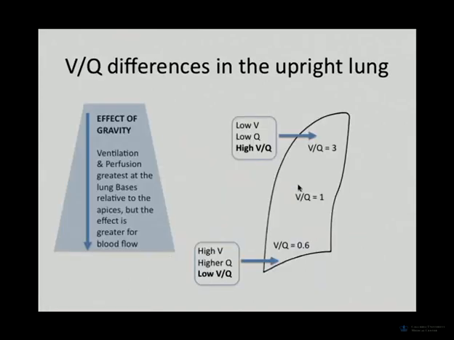Okay? So I just drew, these are not random made-up numbers. These are actually the VQ relationships in a normal, healthy person's lung. And obviously, there's a range across this lung. But we're going to think about 3 zones in a normal, healthy, upright lung, where the VQ ratio is actually 3 in the upper lung and 0.6 in the lower lung.